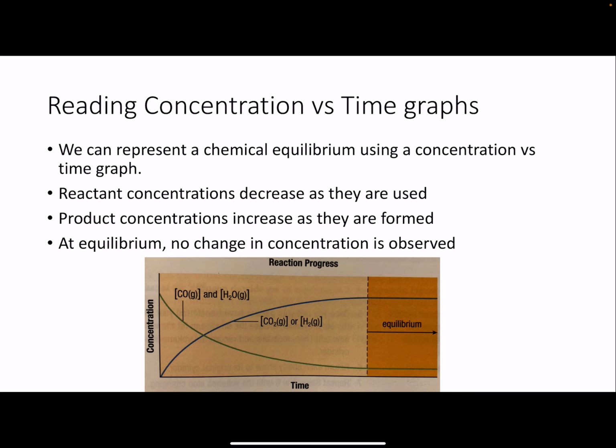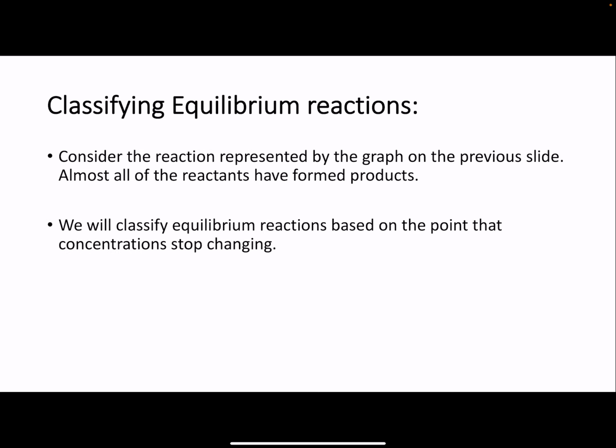So to be able to read this graph that we saw earlier, a couple of points: the reactant concentrations decrease and the products form. Now the new point is that once the change levels off and the graph goes horizontal, it reaches equilibrium. And you can see that's signified by the change in color here. Now, how much of the products form affects the ratio of products to reactants.